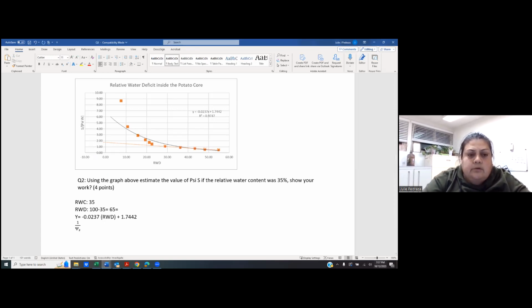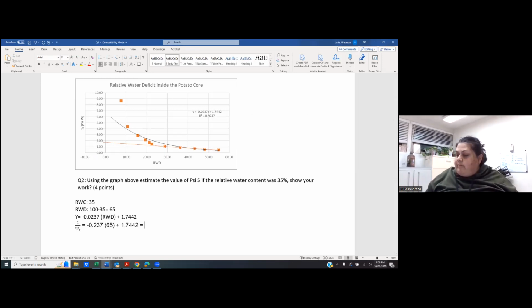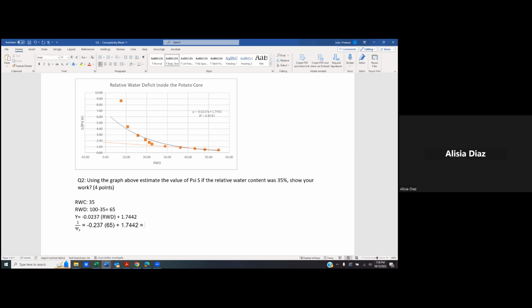So when we use that equation, that's what that means. So that's negative 0.237 times 65 plus 1.7442. So that equals, I got negative 1.602.